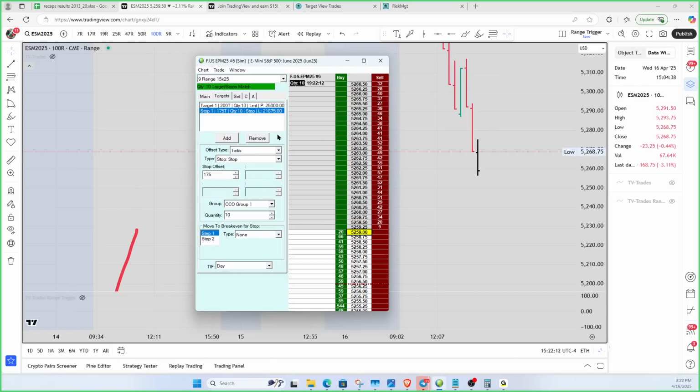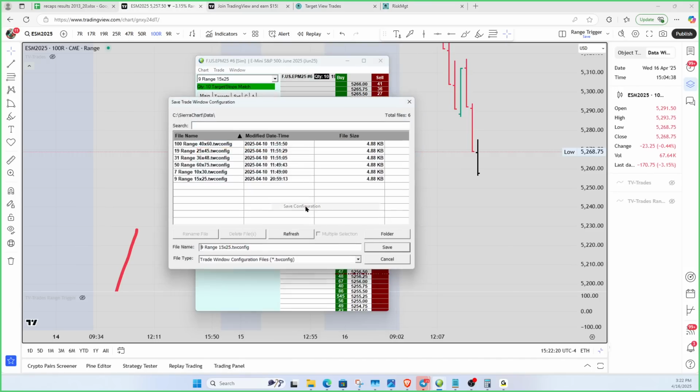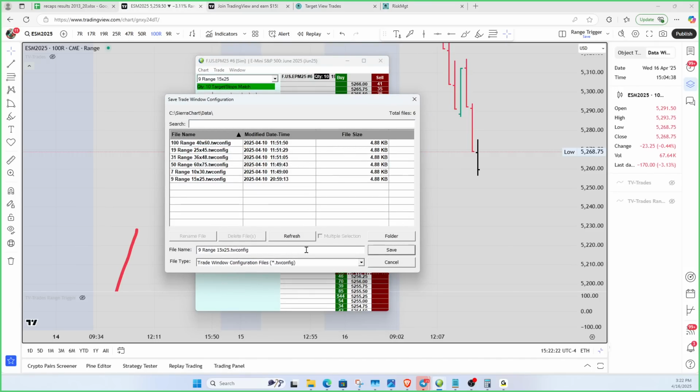All right. Now, I put those parameters in here, but I don't want to actually change my 9 range. So I got to go to the M, which is menu, then do save configuration. And then I'll call this a 150 range with a 175 by 200. Oops, I meant 200 by 200. 175 stop by 200 target.